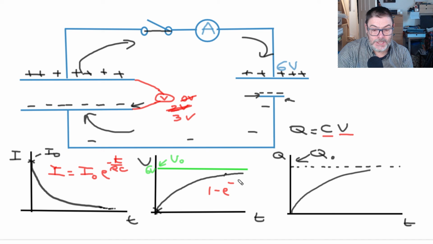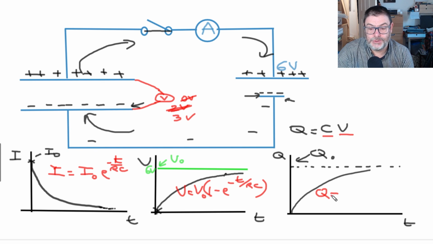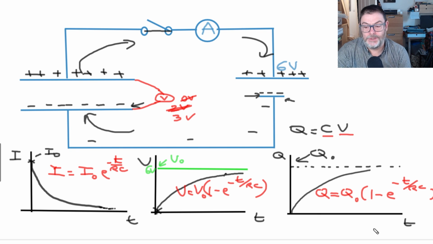And for the voltage graph, now this is a 1 minus exponential graph. So we have the same exponent, t over RC, but 1 minus that is being multiplied by V0 to give us V. And lastly then, in the same way, we can say that Q at time t, in other words, how much charge is on that capacitor after 2 seconds, is equal to the maximum Q0 times 1 minus e to the minus t over RC.